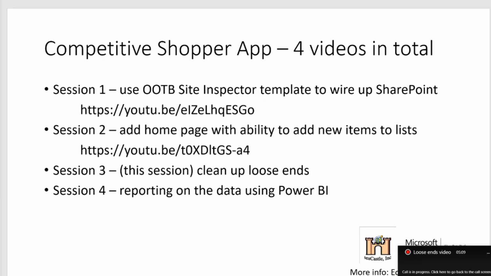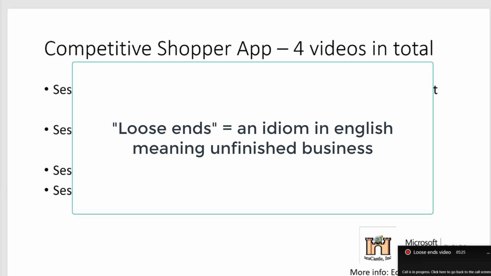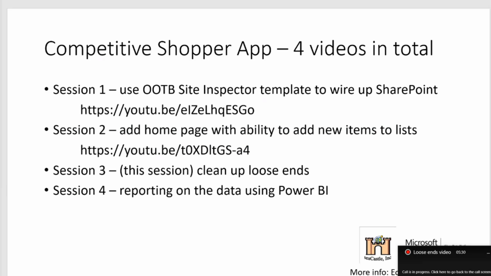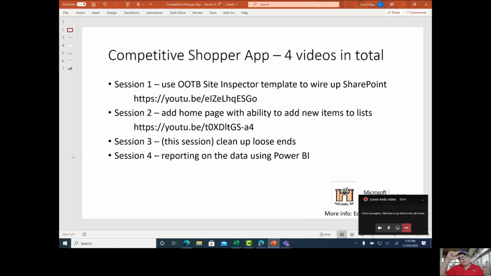In session 2, we added a home page to the out-of-the-box template so that we could add new customers, for instance, we call them brand names, and new locations or new visit sites for our shopper app. During this session today, we're going to clean up some loose ends. And then in the next session, we will add a reporting solution so that we can see the benefit of the insights from the data that we've collected from our competitive shopper visits. That's the inventory of video that we have for the competitive shopper.